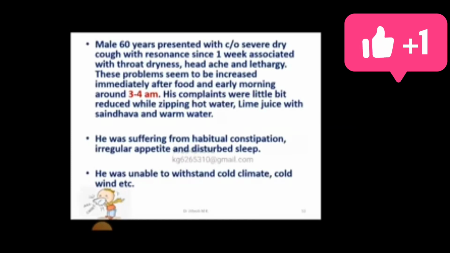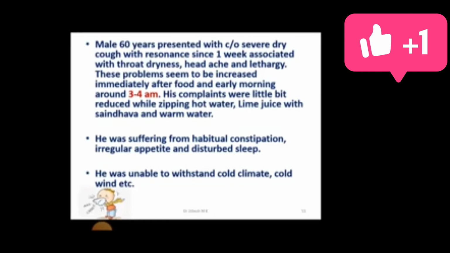A male patient came to us with severe dry cough, with resonance, since 1 week, associated with throat dryness, headache, and lethargy. These problems seem to increase immediately after food and early morning around 3 to 4 a.m. His complaints were a little bit reduced while sipping hot water, lime juice with saindhava, or lime juice with salt and warm water.